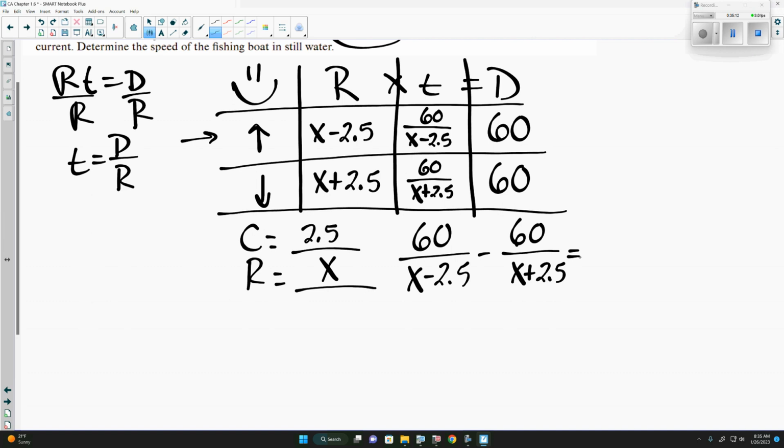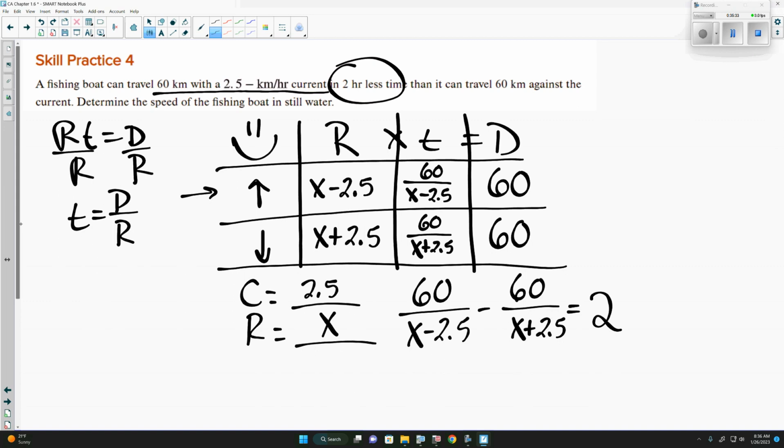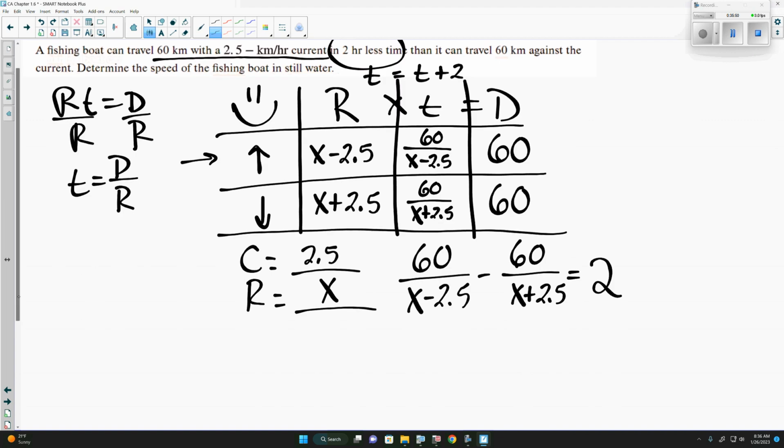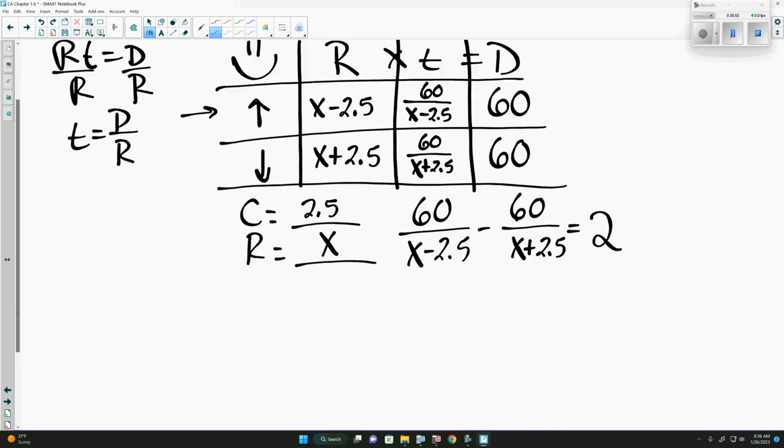So this should equal what? 2. Because that is the amount of time that is the difference between the two: longer minus shorter. Against the current minus with the current. If we know that it takes t hours with the current, how long is it going to take against the current? Well, t plus 2. Because if it took 1 hour to go down, it's going to take 3 hours to go up. So if we take the longer minus the shorter, we should get 2.